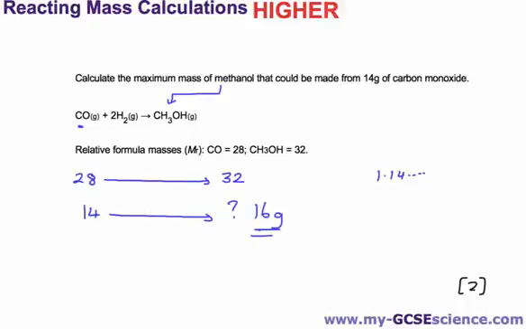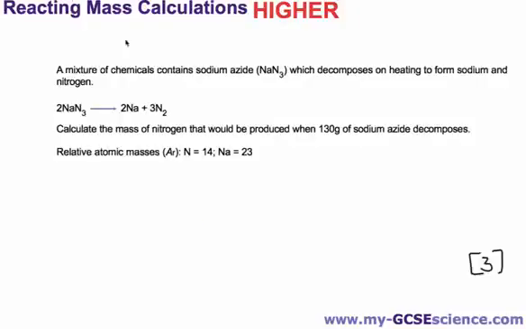Let's have a look at one that's slightly less simple. I've got a mixture of chemicals, which contains sodium azide, which decomposes on heating to form sodium and nitrogen. And here's our balanced formula equation which we need. Again, this is a question adapted from a past paper. It says calculate the mass of nitrogen that would be produced when 130 grams of sodium azide decomposes.